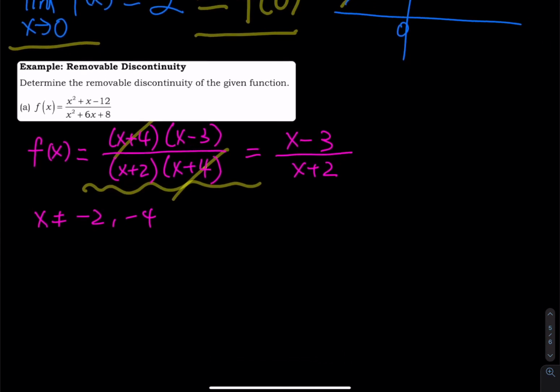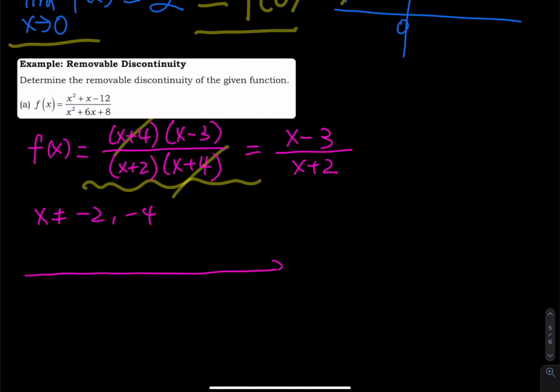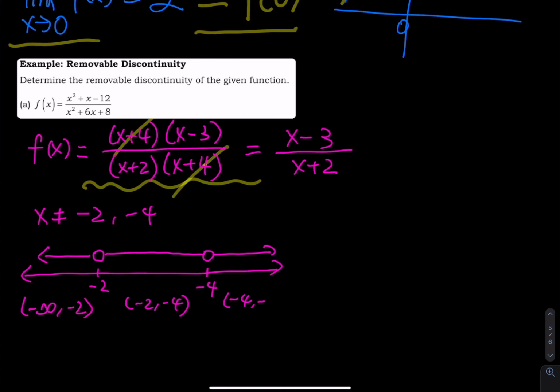So let's draw the domain. We have a number line. We punch a hole at -2, punch a hole at -4. x cannot be equal to these two numbers, but x can be equal to everything else. So what is the domain? The domain is from negative infinity to -4, from -4 to -2, and from -2 to positive infinity. These are intervals. That is the domain. You learned this back in pre-calculus or intermediate algebra, right?